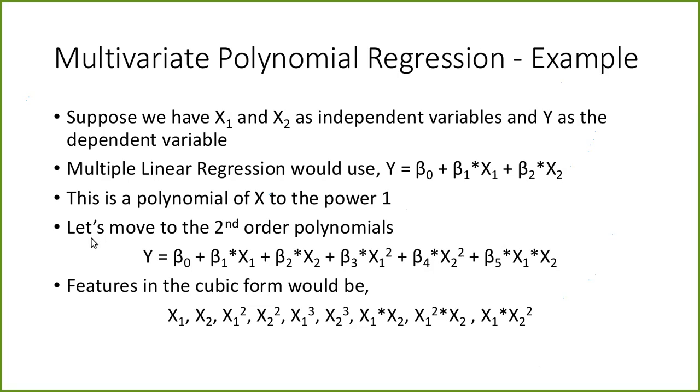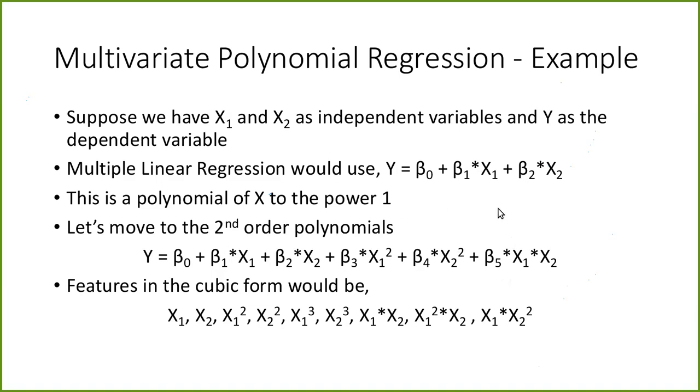Now when you go to the second degree polynomial, the quadratic form, see what happens to the model. Initially there are only 3 terms. Now how many terms? 1, 2, 3, 4, 5, 6 terms, right? Beta 0, beta 1 x1, beta 2 x2, beta 3 x1 square, beta 4 x2 square, beta 5 x1 x2, right?